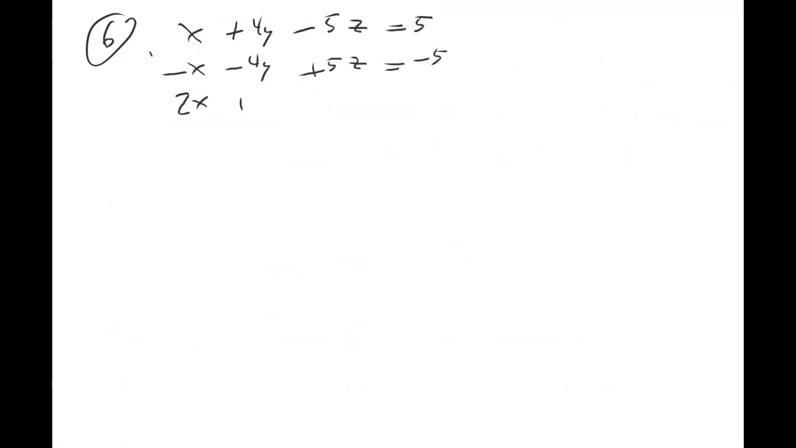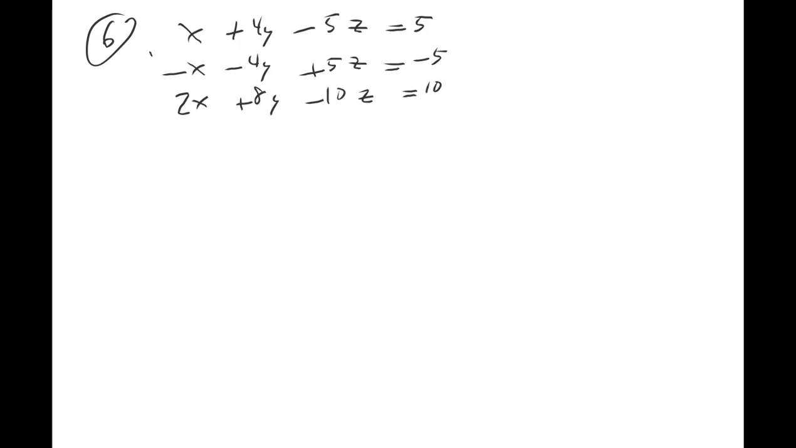So problem number 6 says x plus 4y minus 5z equals 5. And then negative x minus 4y plus 5z equals negative 5. And then 2x plus 8y minus 10z equals 10. So this is problem number 6. It looks like this.